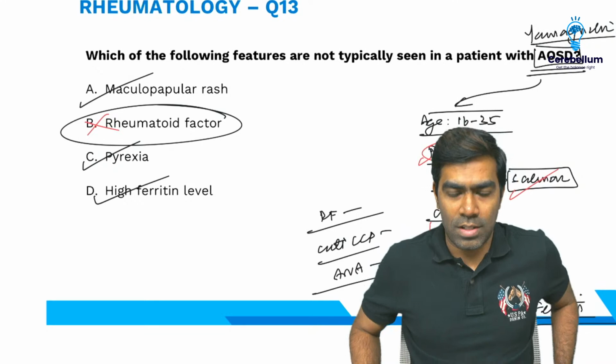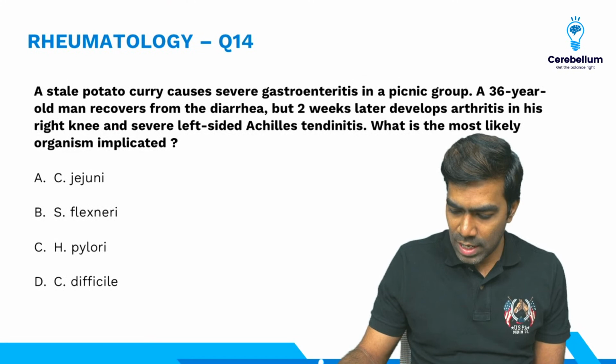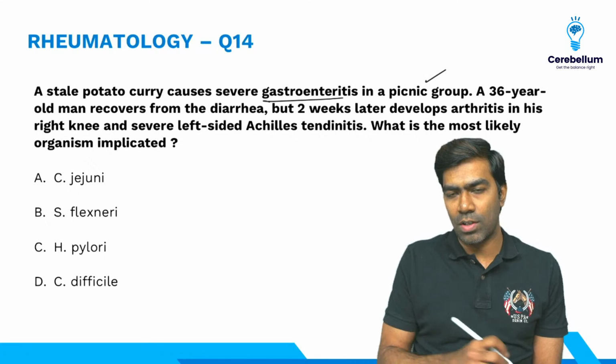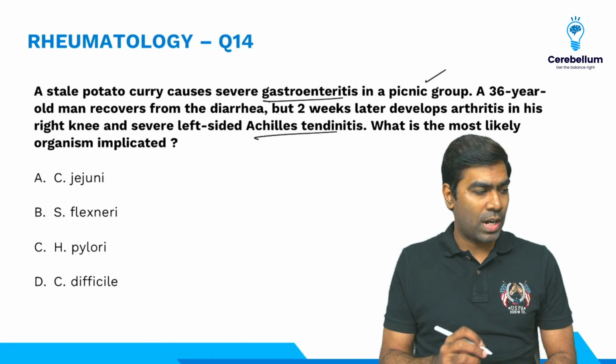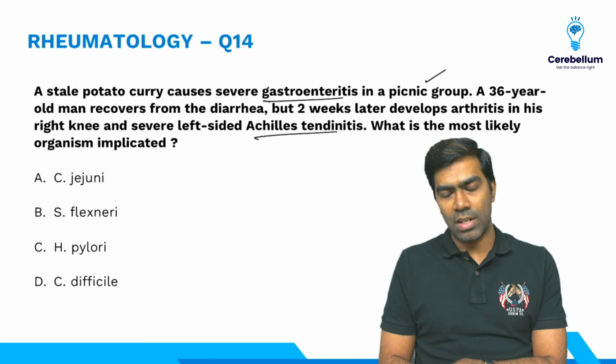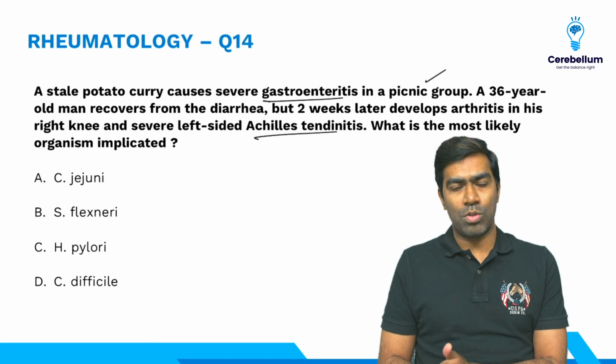Coming to question number 14. A stale potato curry causes severe gastroenteritis in a picnic group. This is also one of my own patients. The 36-year-old man recovers from the diarrhea, but 2 weeks later he develops arthritis in his right knee and severe left-sided Achilles tendinitis. What is the most likely organism implicated here? Campylobacter jejuni, Shigella flexneri, H. pylori, or Clostridium difficile? Which is going to be the most common organism implicated?